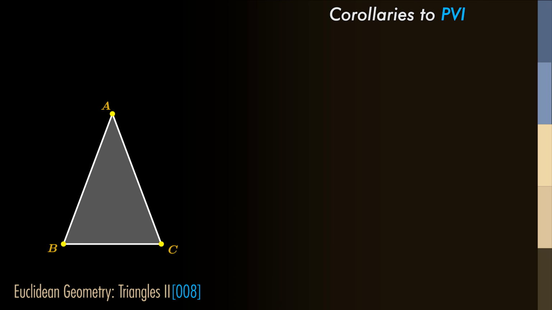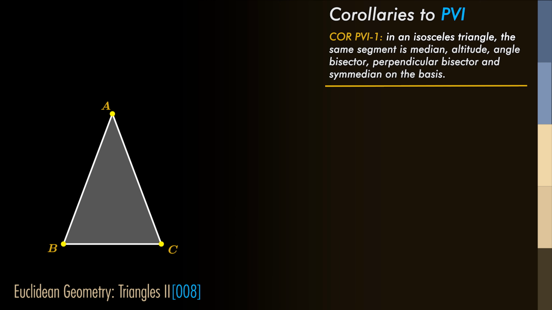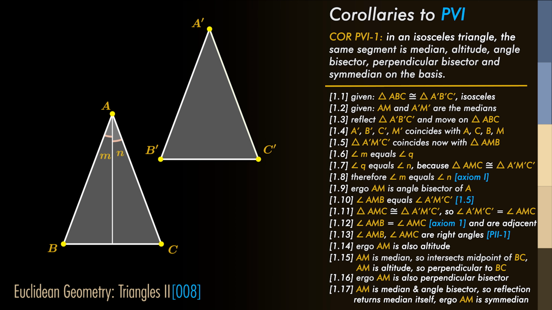This proposition has a couple of corollaries. The first corollary states that in an isosceles triangle, the same line segment is median, altitude, angle bisector, perpendicular bisector, and symmedian on the basis. Let's show that this is true. Suppose we have two congruent isosceles triangles ABC and A'B'C', and we have AM and A'M' that are the medians of the respective triangles.